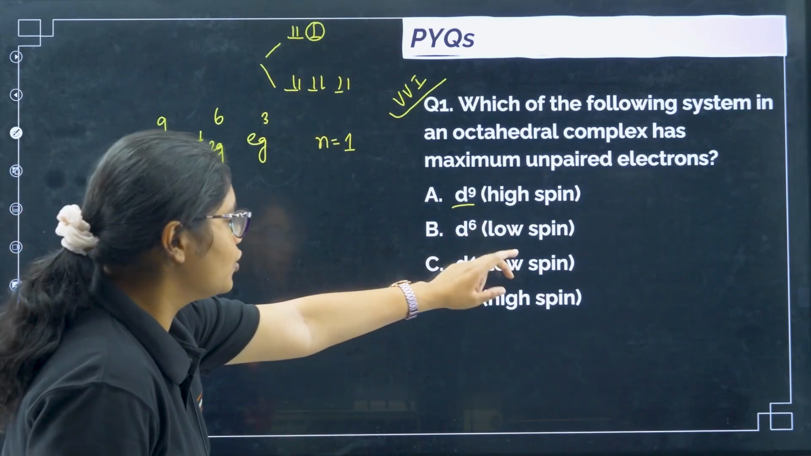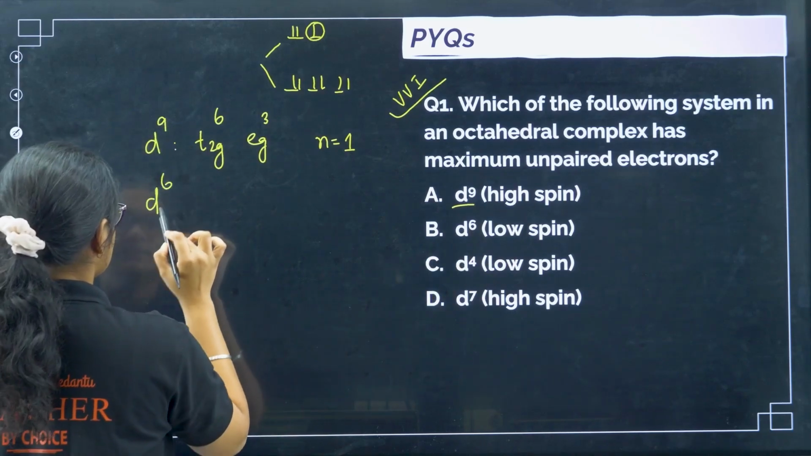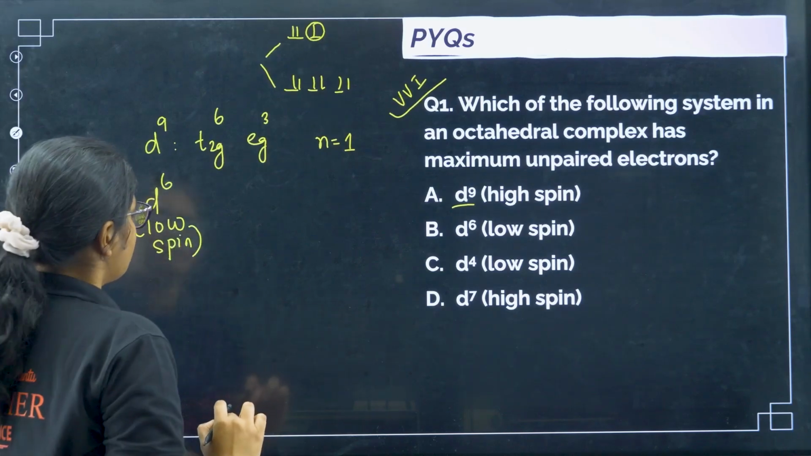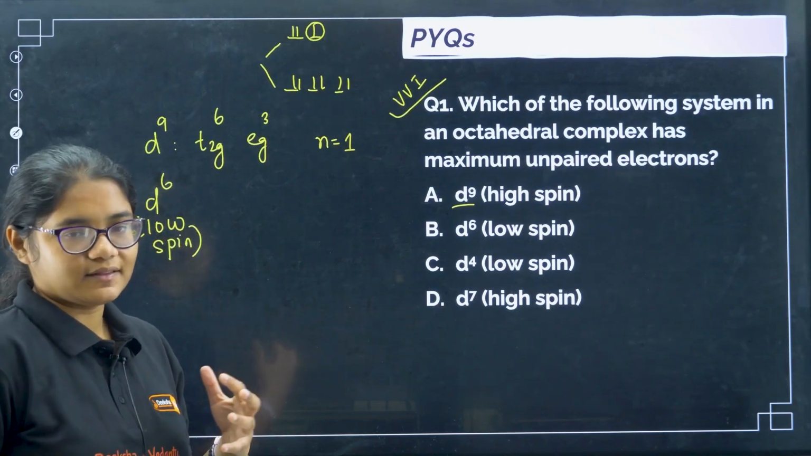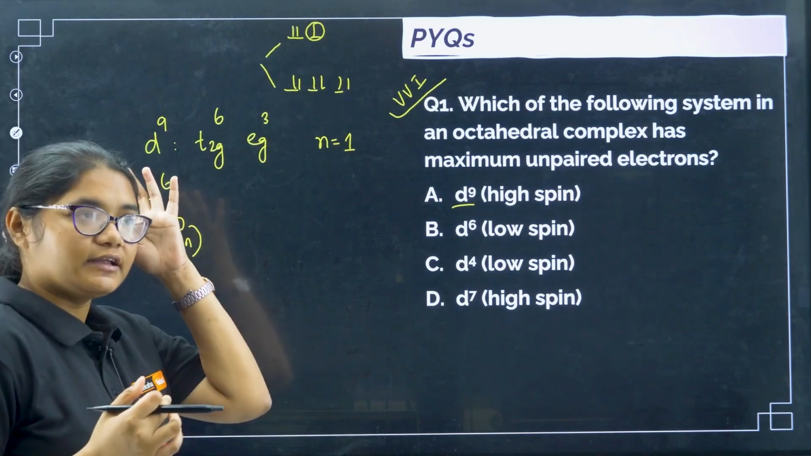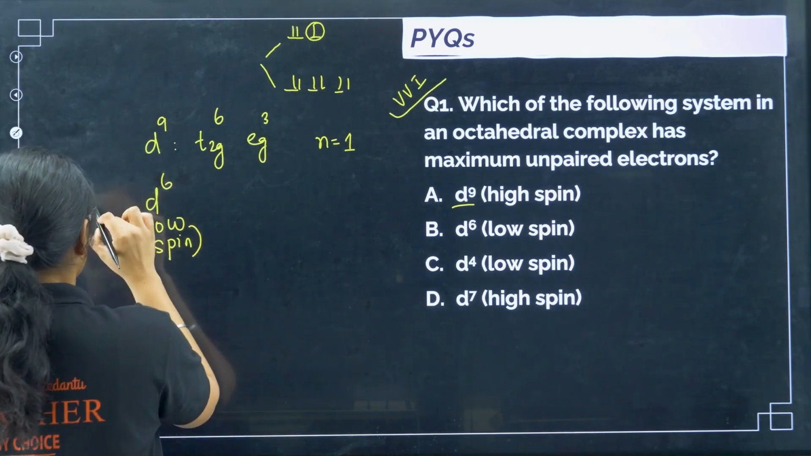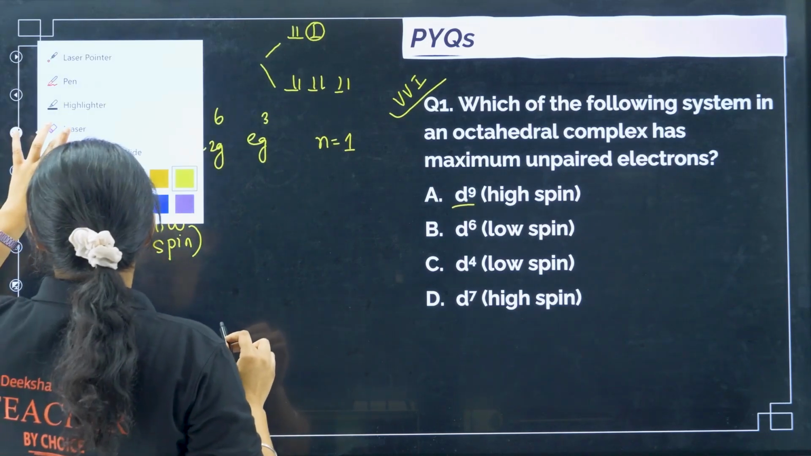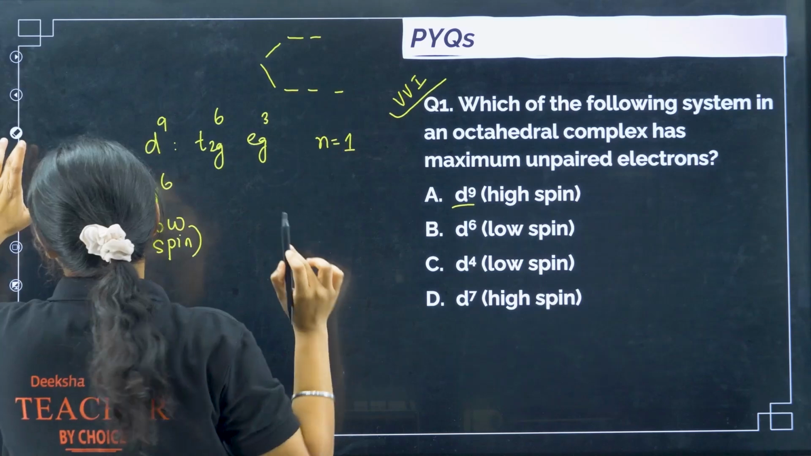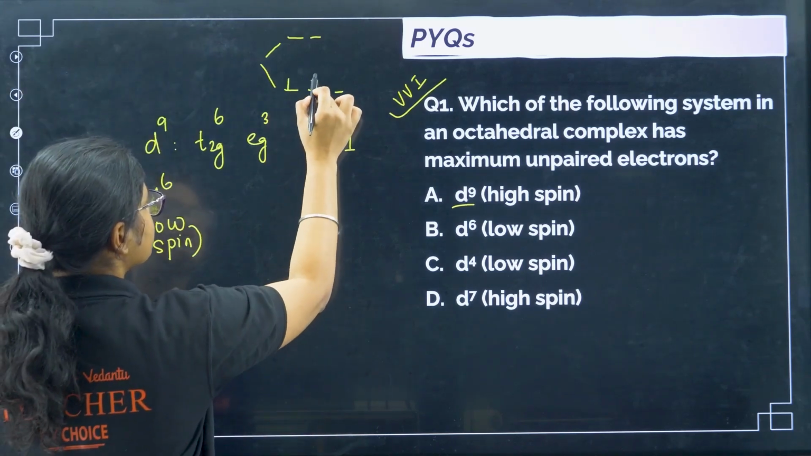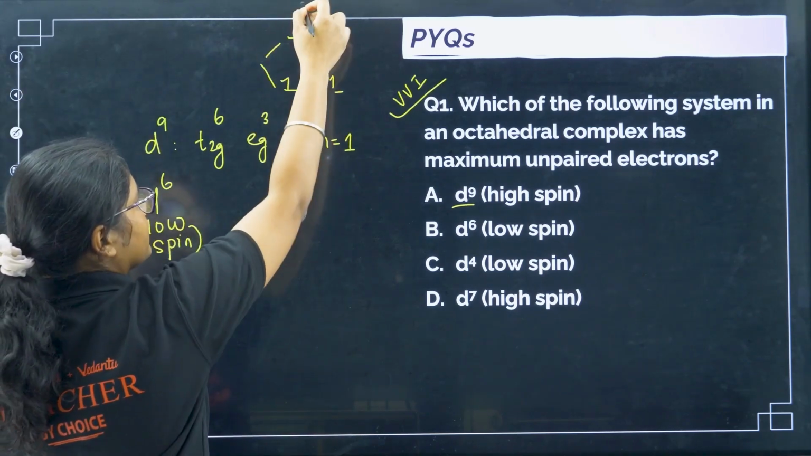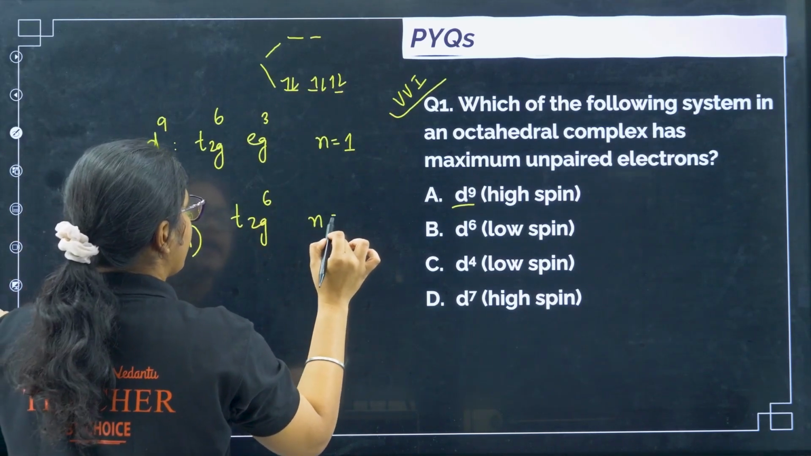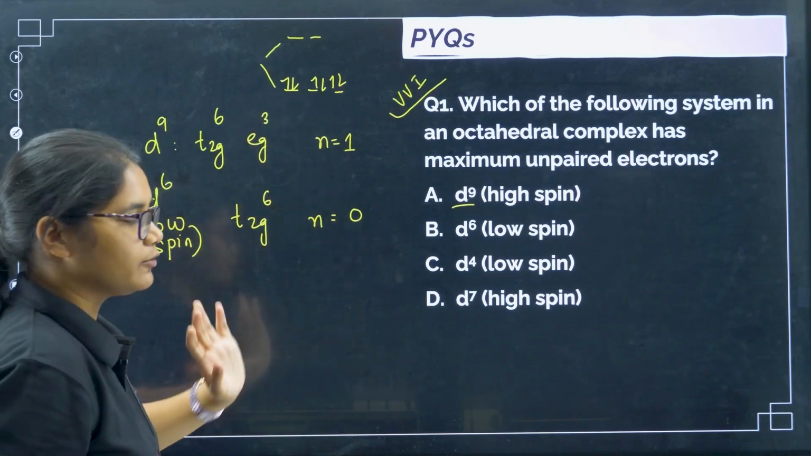Next, D6 low spin. What is this low spin and high spin? Now see, whenever low spin is given, you should pair the electrons. Low spin means strong field ligand, where you have to pair the electrons. So D6 low spin means a strong field ligand, there will be very high splitting, so electrons will not go up there, they will pair up here only. So T2G6 and n will be equal to 0 because there is no unpaired electron.